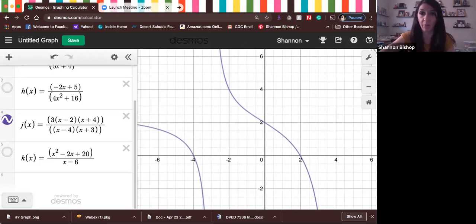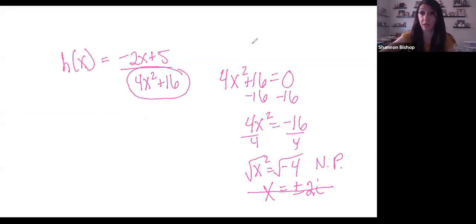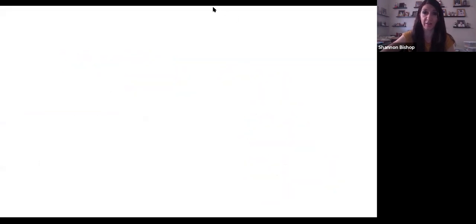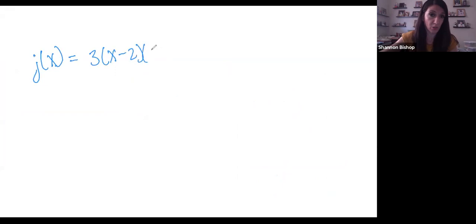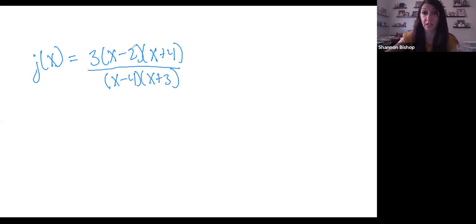Please don't eyeball it. The errors that we're speaking of, what cause these graphs to break apart, is if the denominator is equal to 0. So let's look at the j of x function and see if and when that happens. So for the j of x function, we had 3 times the quantity x minus 2 times the quantity x plus 4 all over the quantity x minus 4 times the quantity x plus 3. Okay, so we're talking denominator. So when does the denominator equal 0?